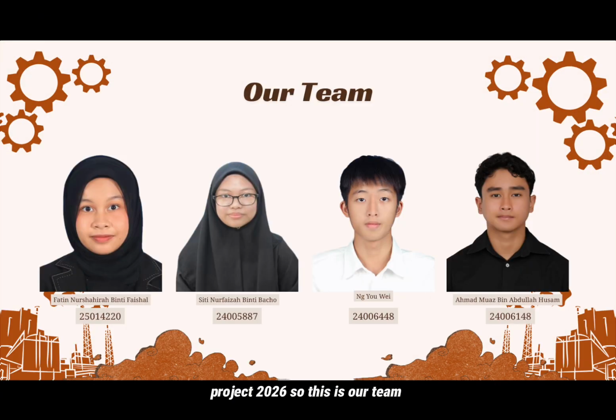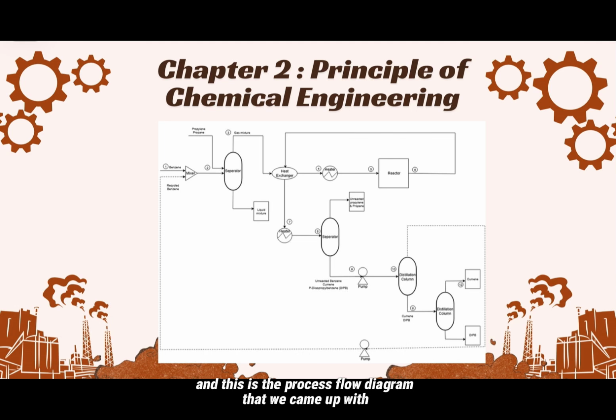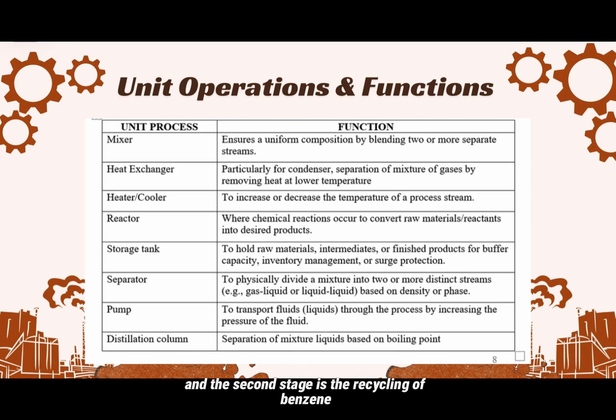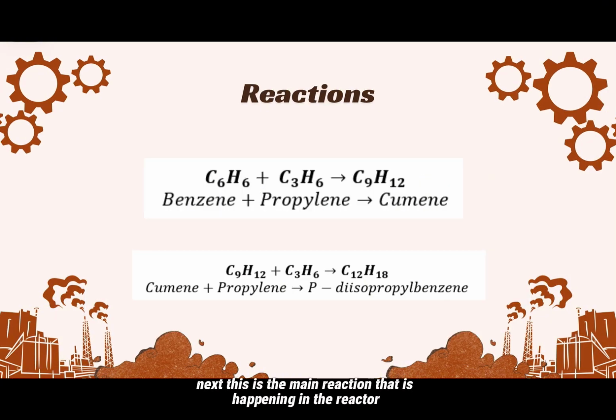So this is our team, and this is the process flow diagram that we came up with. It has two stages. The first stage is the reaction stage, and the second stage is the recycling of benzene. And we have all of these units in our process flow diagrams. The main things here are the reactor and the distillation columns. Next, these are the main reactions that are happening in the reactor.